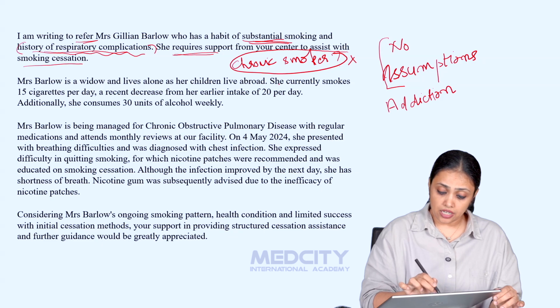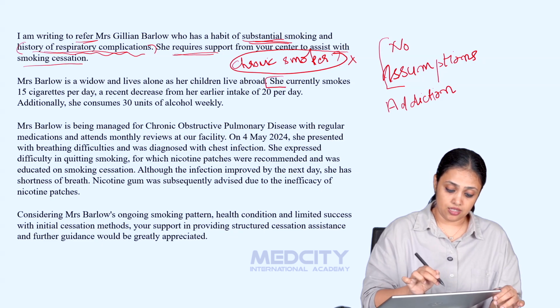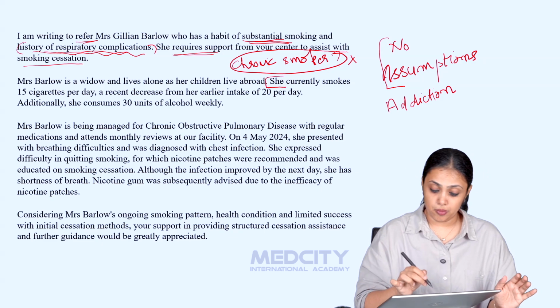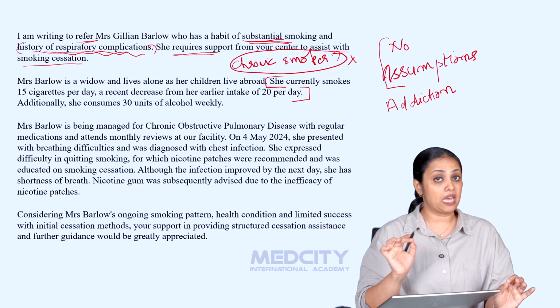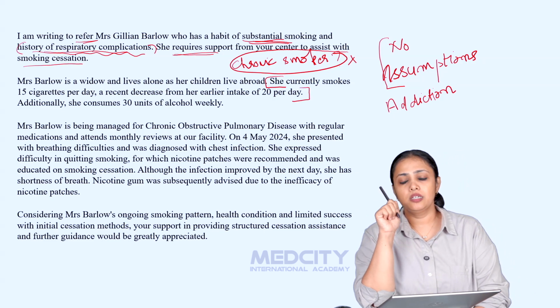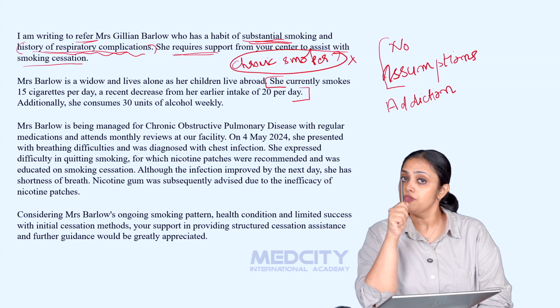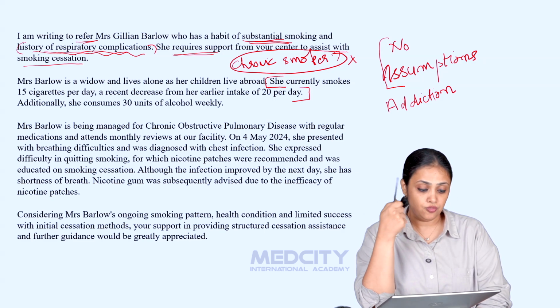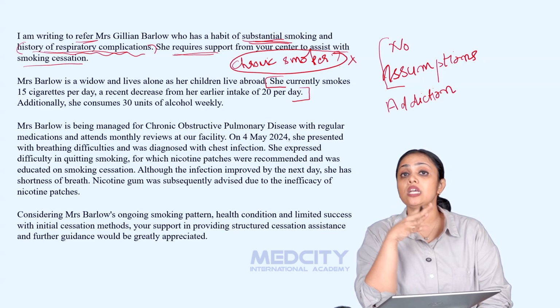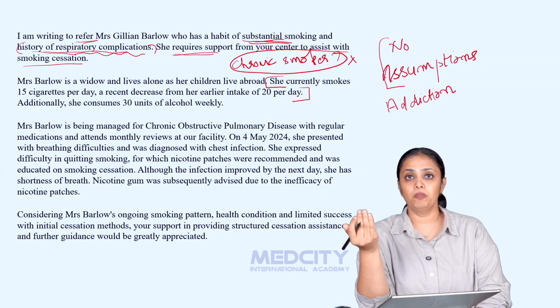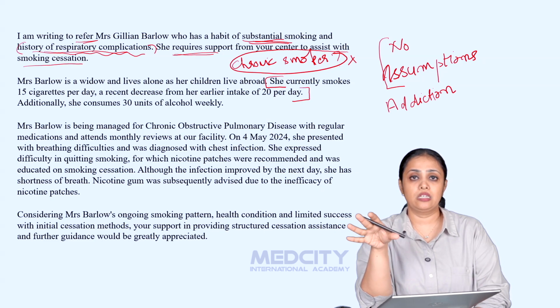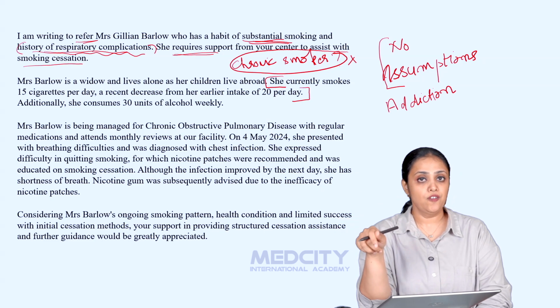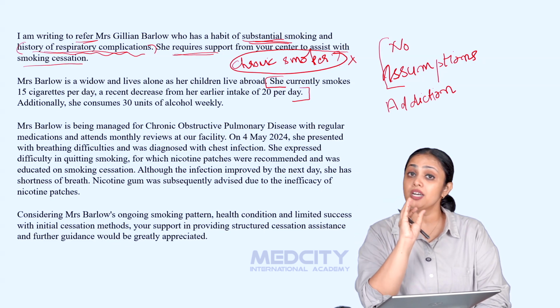She currently, now this is another area where students could probably make a mistake when it comes to the grammatical aspect, okay? Because the patient was consuming 20 cigarettes and now it has come down to 15 cigarettes. So don't say that she consumes 20 cigarettes daily. No, because as of now she is not consuming 20 cigarettes. It was 20 and now it is 15.